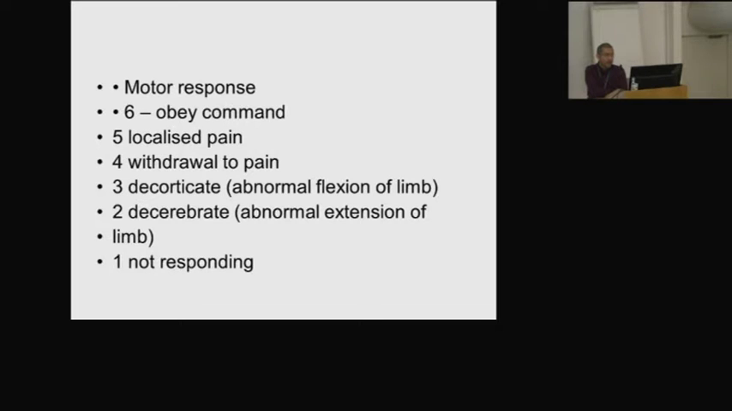And then finally, there's the parameter of motor response. A score of 6 is if they obey commands appropriately. A score of 5 is if they do not obey any verbal commands, they localize to pain. A score of 4 is if they withdraw to pain. A score of 3 is what we call decorticate posturing. So in response to painful stimulus, they produce a flexion posture. A score of 2 is decerebrate posturing, where they produce an extension posture. And a score of 1 is if there is no response whatsoever.